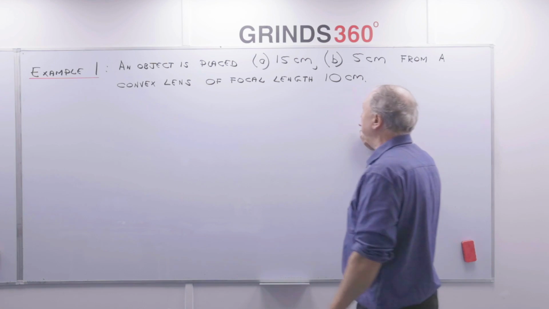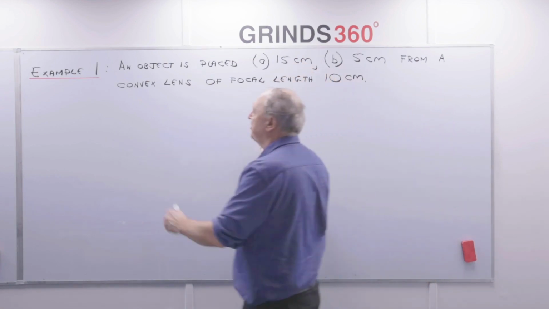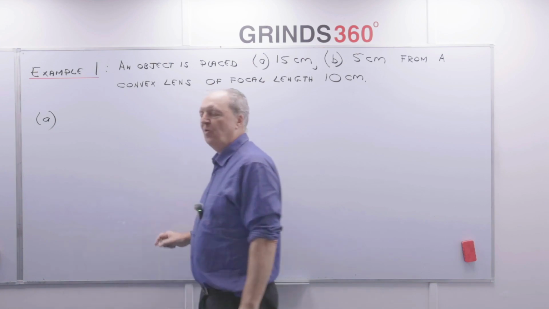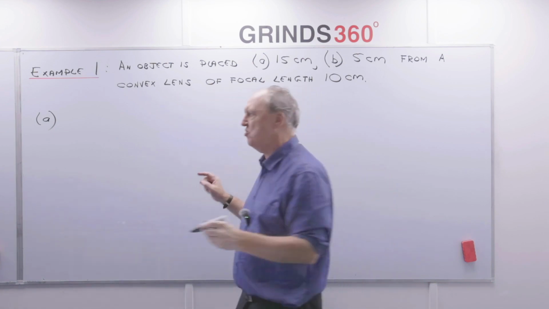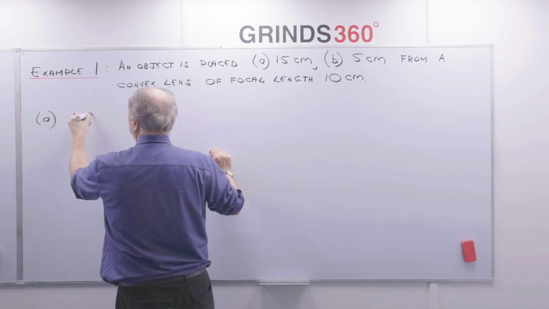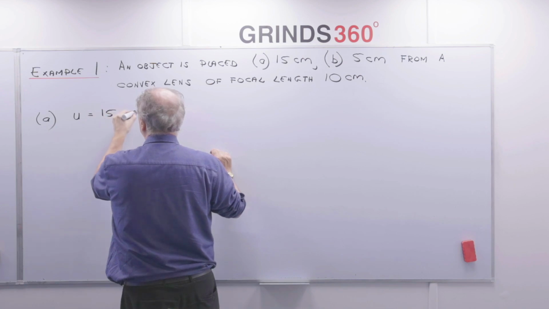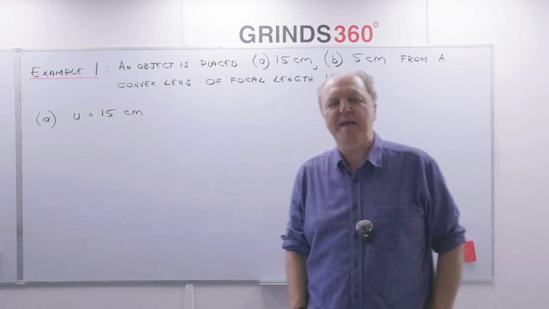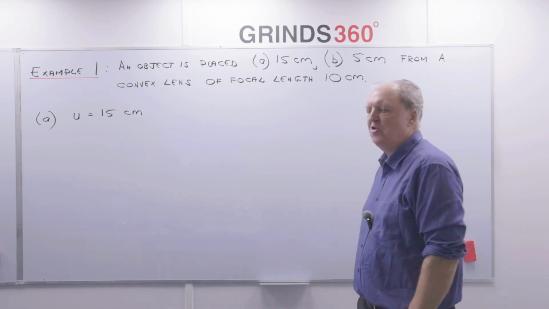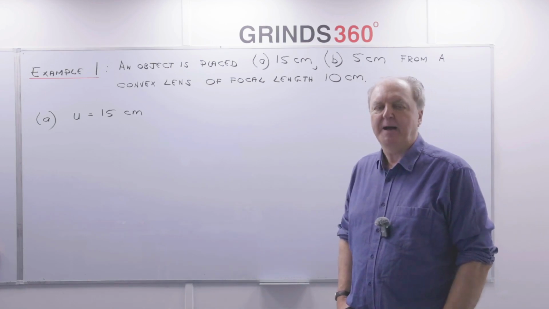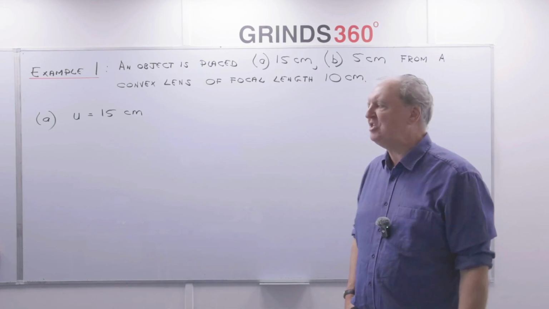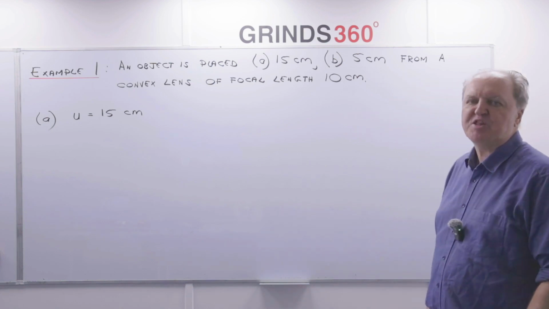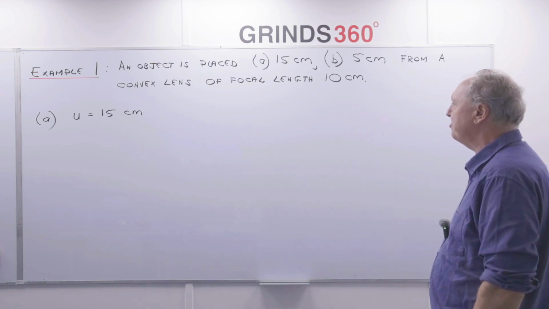So an object is placed, part A, 15 centimeters from the lens. Well, the object distance is called U. So U is equal to 15 centimeters. Look, leave the units in centimeters or millimeters, and the answer will be in centimeters or millimeters. No need to change them to meters, unless there's a particular situation that arises. But in general, just leave them in the units you get them, and the answer will be in those units.